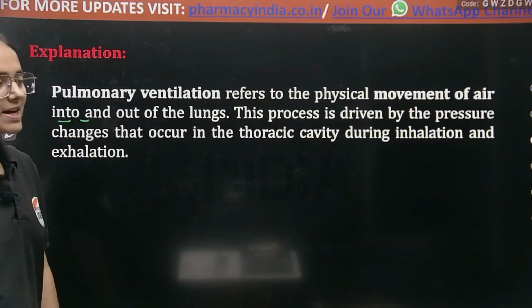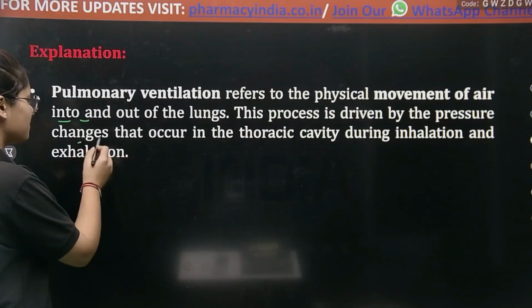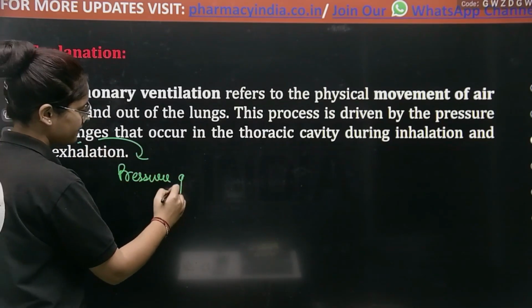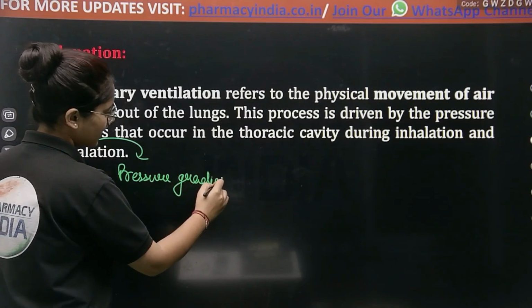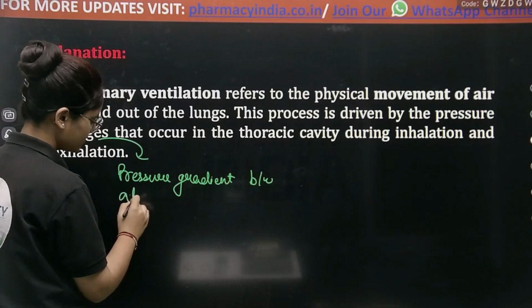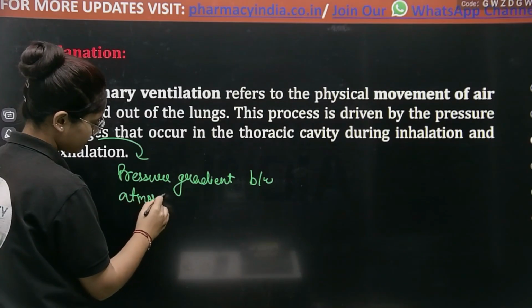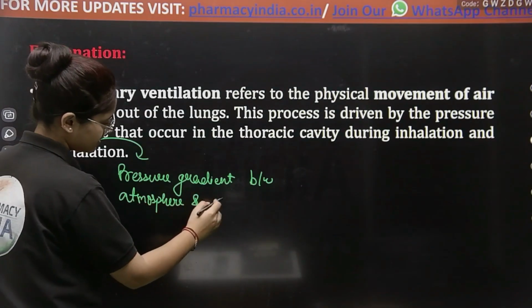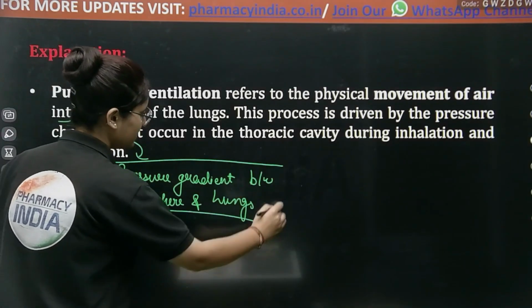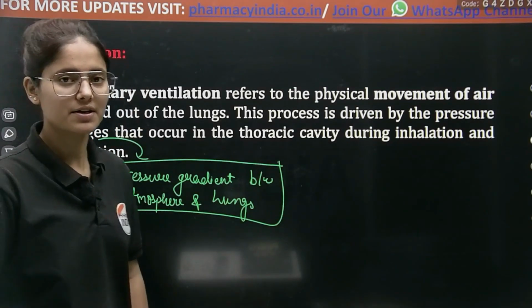Pulmonary ventilation refers to the physical movement of air into and out of the lungs. The process is driven by pressure changes, meaning the pressure gradient that occurs between the atmosphere and your lungs. This is called pulmonary ventilation.